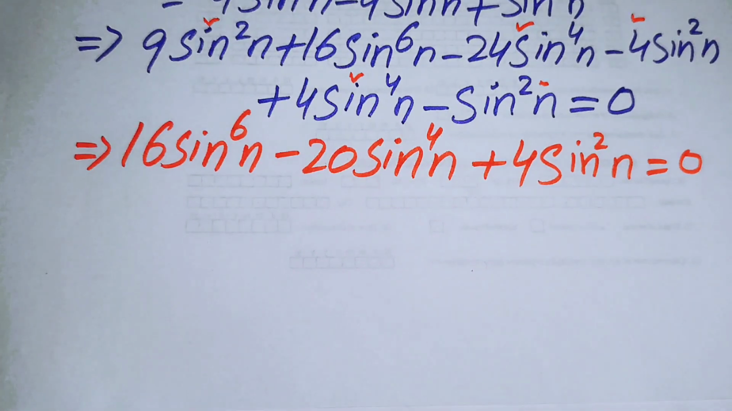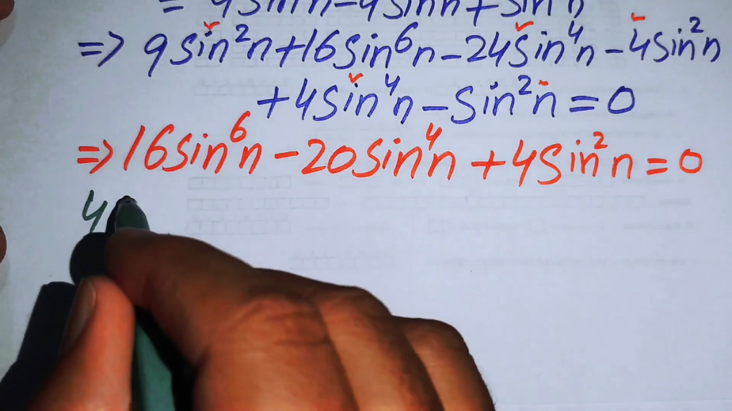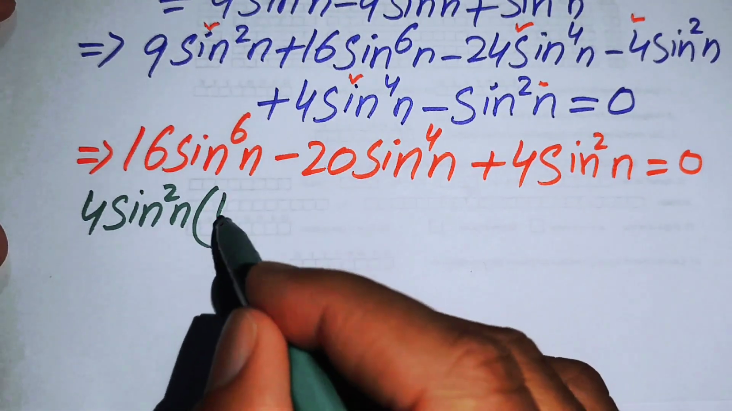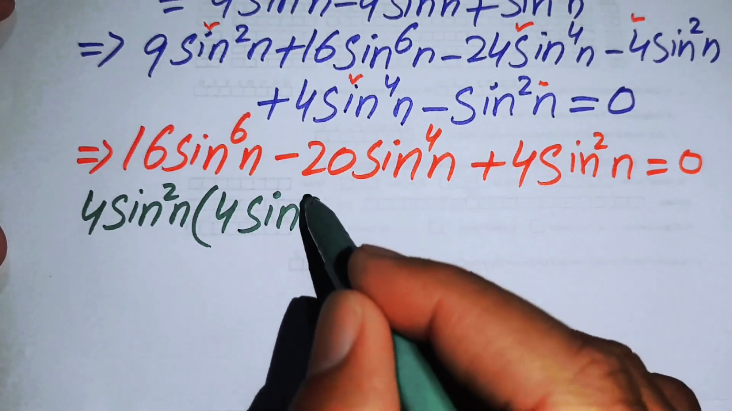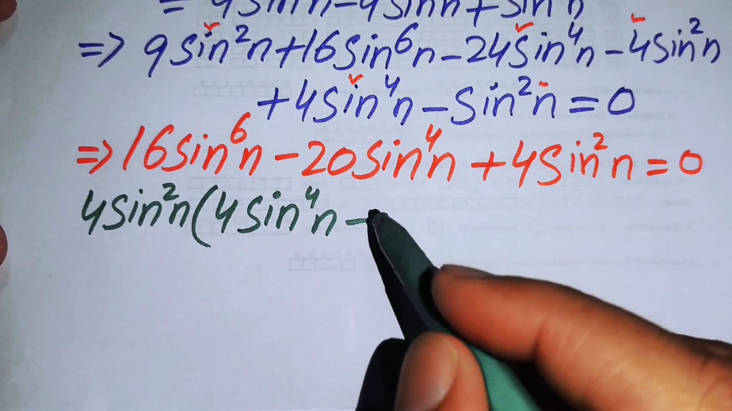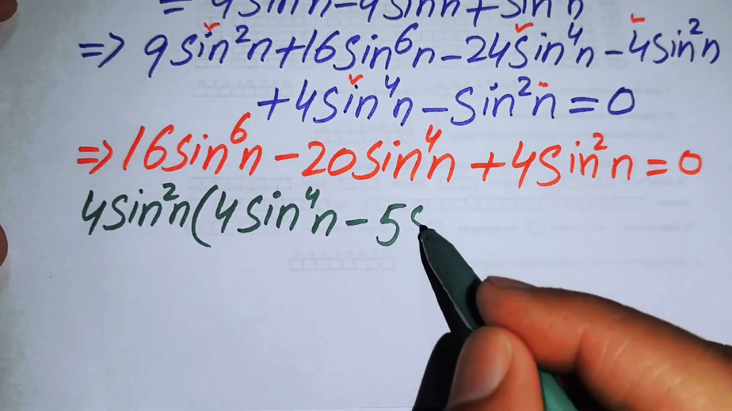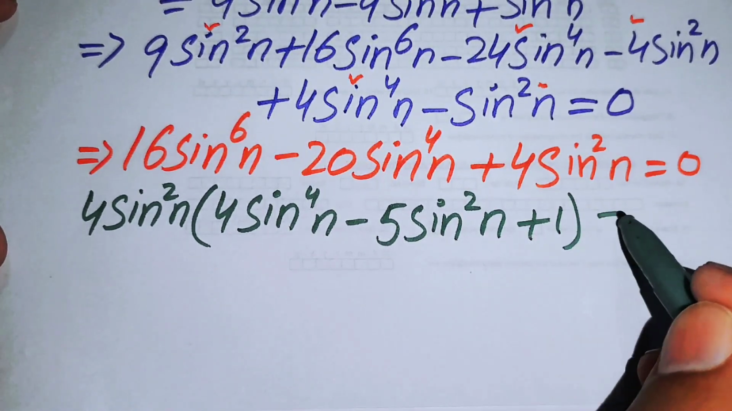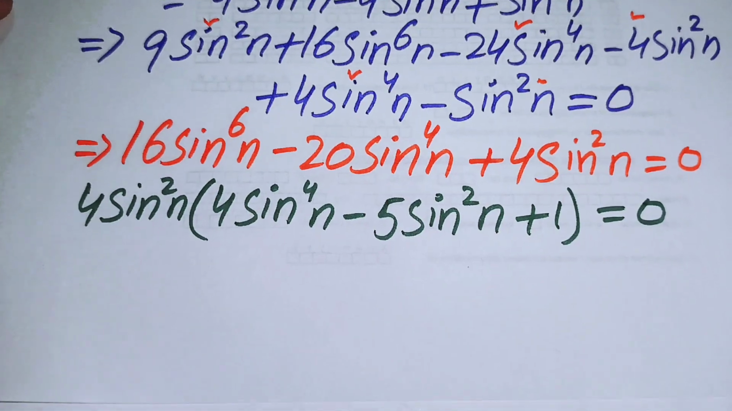So in the next step we will take common here 4 times sine squared of n, and you will get here 4 times sine to the power of 4 of n minus 5 times sine squared of n plus 1, and its whole equation equals 0.